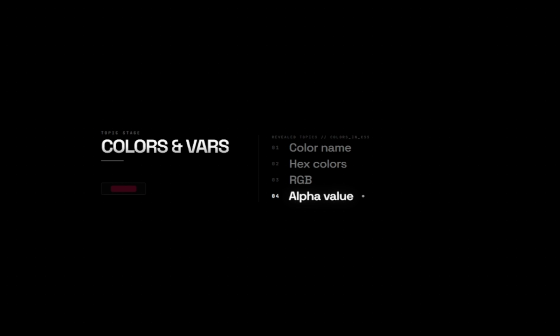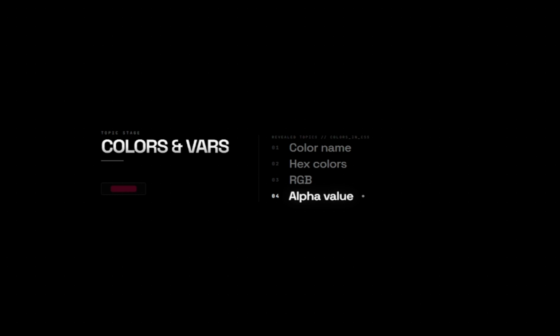The third method is RGB, which stands for red, green, blue. Each channel is defined with a numeric value from 0 to 255. The fourth and final method is RGBA, the same as RGB, but with an added alpha channel that controls opacity. The alpha value ranges from 0 to 1, where 1 is fully opaque and 0 is fully transparent. For example, 0.5 gives 50% transparency.